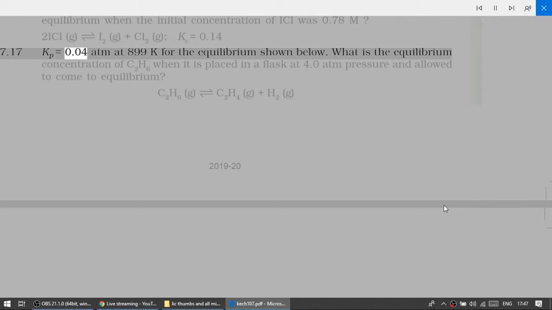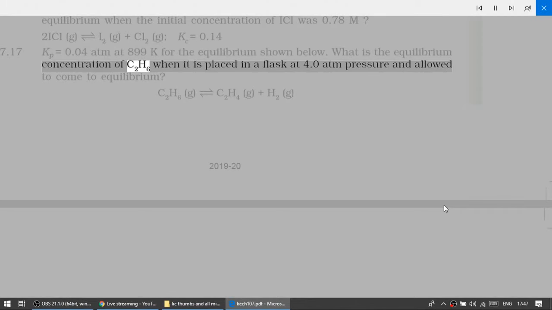7.17 Kp is equal to 0.04 atm at 899 K for the equilibrium shown below. What is the equilibrium concentration of C2H6 when it is placed in a flask at 4.0 atm pressure and allowed to come to equilibrium? C2H6(g) ⇌ C2H4(g) + H2(g).